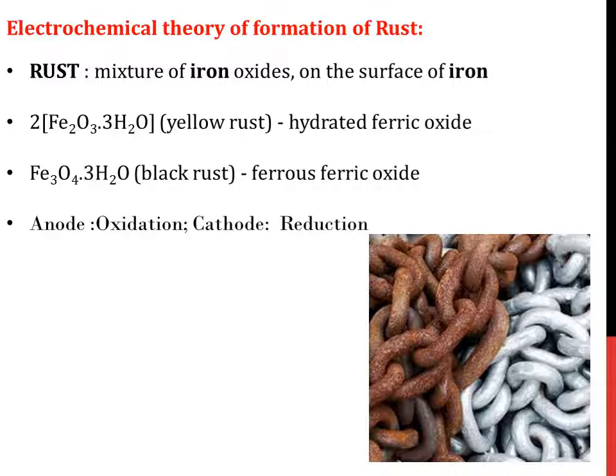According to this theory, the surface of the metal or the iron mainly consists of tiny galvanic cells. Due to the difference in potential between two dissimilar metals, or maybe due to the presence of various environmental factors, there will be generation of anodic areas and cathodic areas on the surface of the metal. Always near the anodic area the oxidation reaction takes place, and near the cathodic area the reduction reaction takes place. This is the basic principle behind the electrochemical theory of formation of rust.